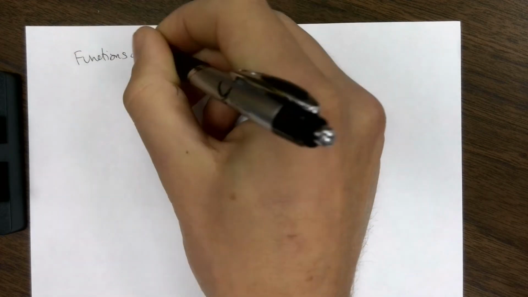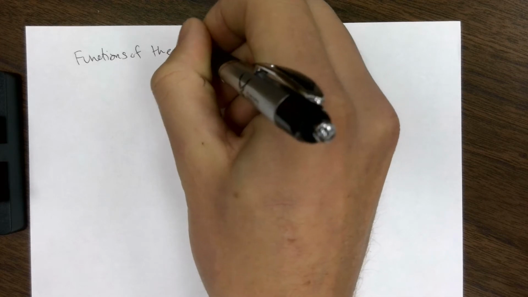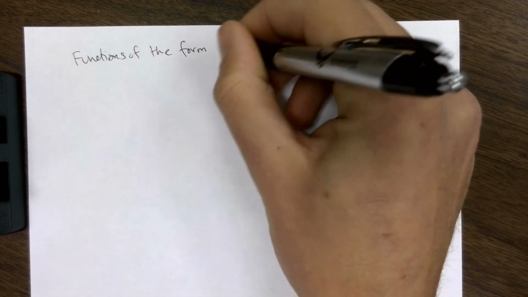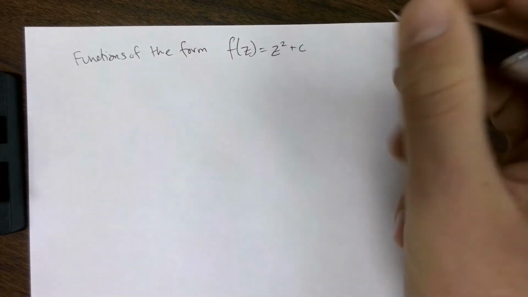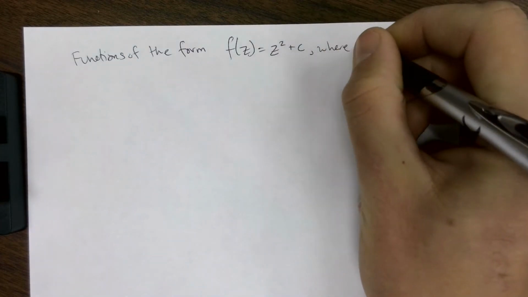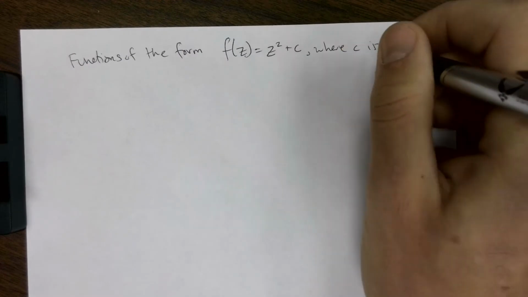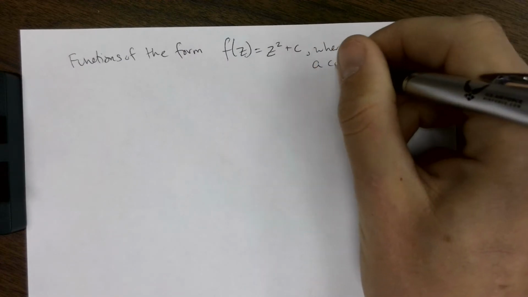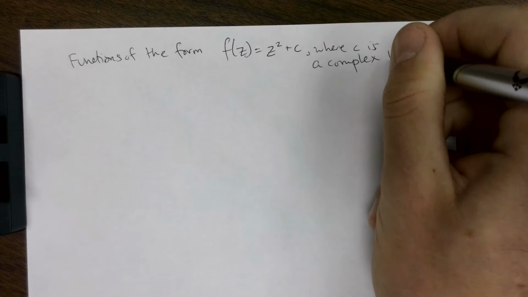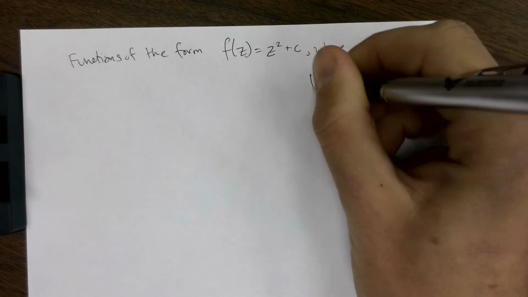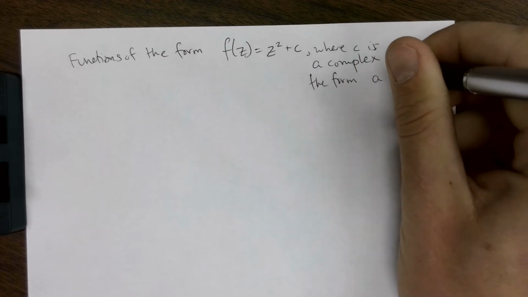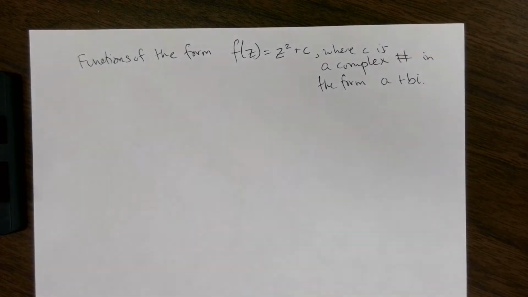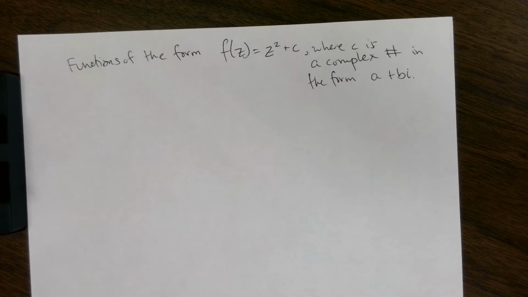So we're going to look at functions of the form f of z equals z squared plus c, where c is a complex number in the form a plus bi. Okay, so this is called fractal generation.